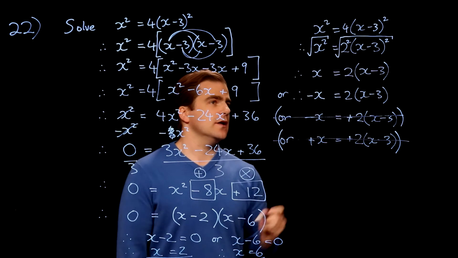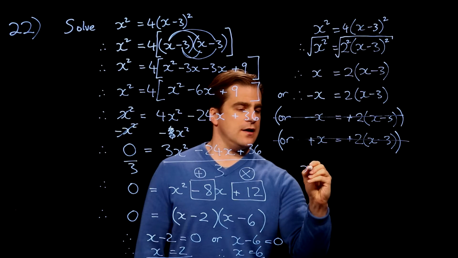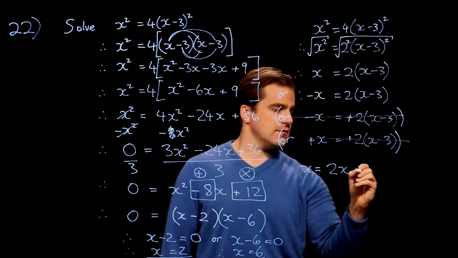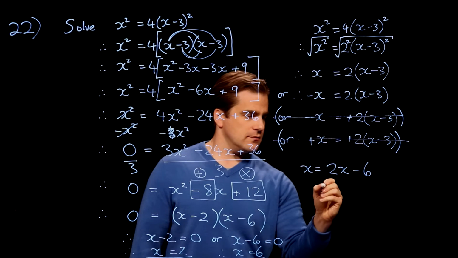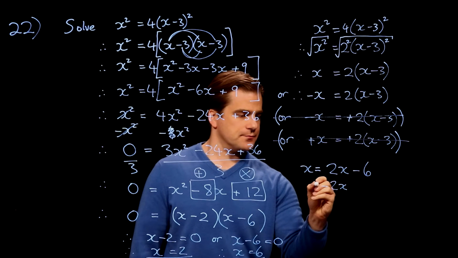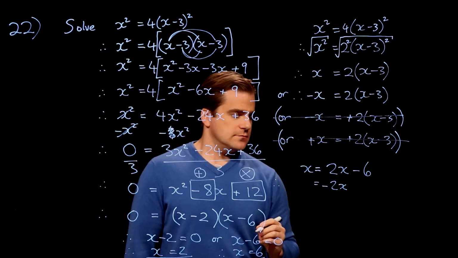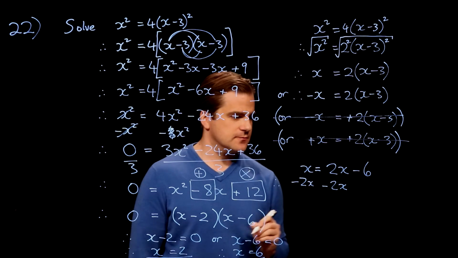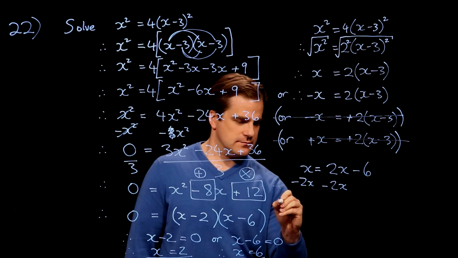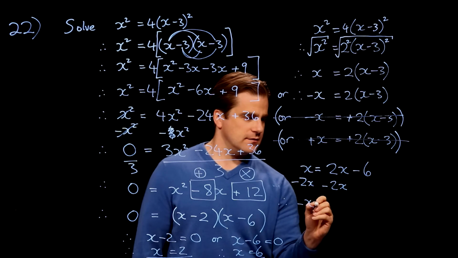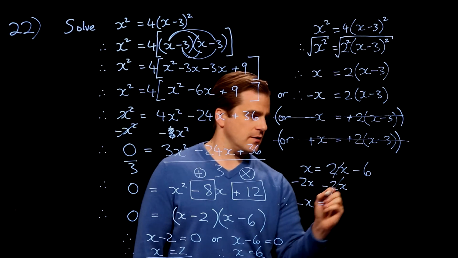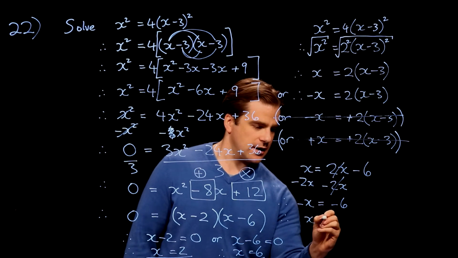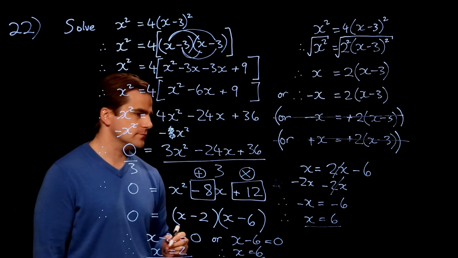So here they are. For this one, we have x equals, multiply out the brackets, 2 times x is 2x, and 2 times minus 3 is minus 6. Okay, bring the 2x over here by subtracting 2x from both sides, and we get x minus 2x is minus x, and 2x minus 2x is 0, minus 6. Multiply both sides by minus 1, x is 6. Same as that. Okay, that's that one.